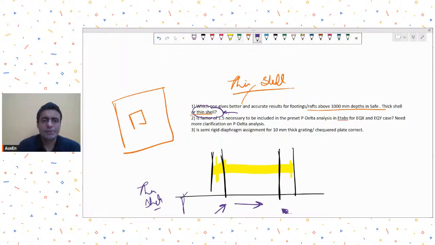Okay. Then the next question is: is a factor of 1.5 necessary to be included in the preset P delta analysis in ETABS for EQX and EQY? See, this IS 16700 has created confusion. Why? Because I think for the first time it has given a load combination that has to be used for the P delta analysis. But the confusion is that it has in its clause mentioned, and let me just show you which clause number it is. This one. I'll just share my screen.